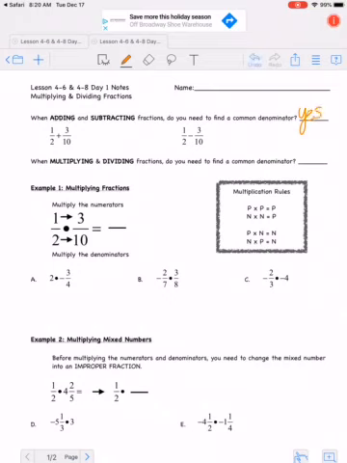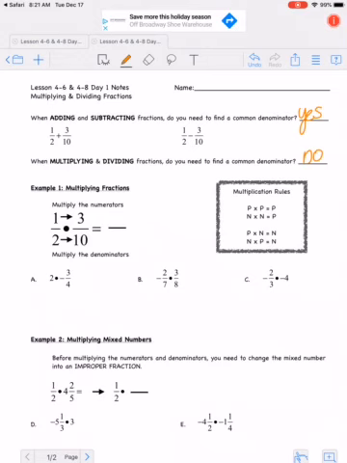We know this from the previous lessons that we always need to make sure we find a common denominator before adding or subtracting. So then the next one says, when multiplying and dividing fractions, do you need to find a common denominator? The answer for this is going to be no, because you are multiplying straight across when you are multiplying, and then when you're dividing, we have a little trick here, and then you multiply straight across.